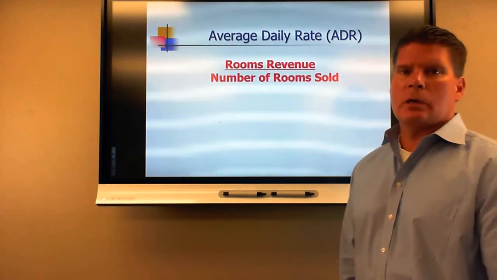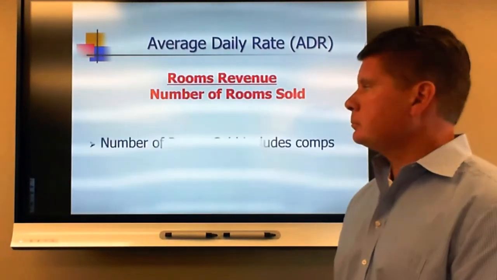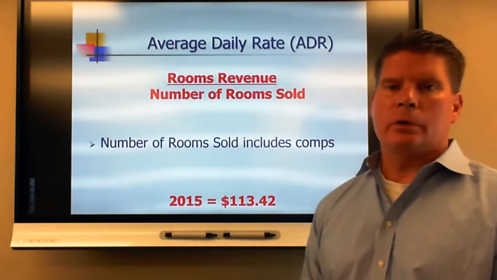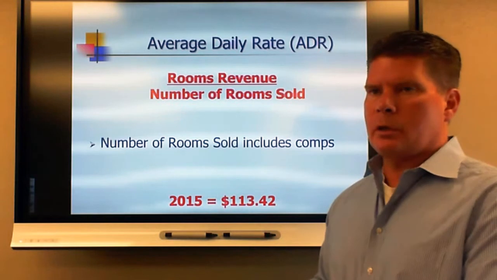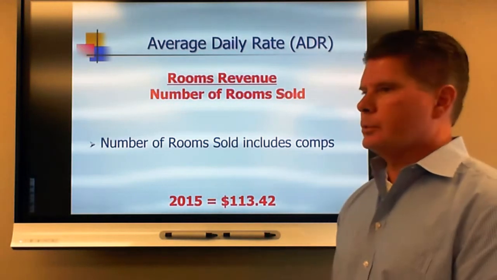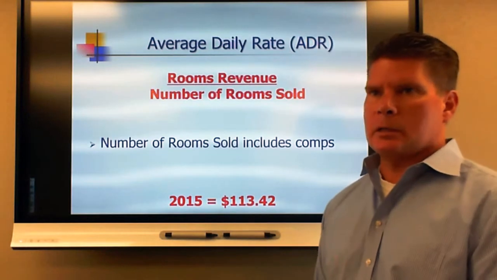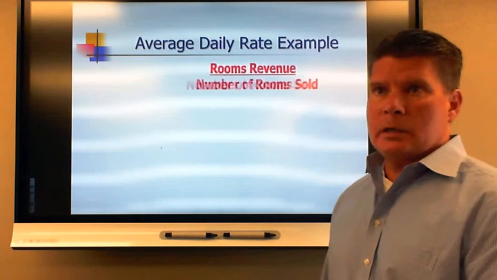The other, which is also pretty easy to calculate, is average daily rate. With that, we just take our room revenue and divide it by the number of rooms sold. Rooms sold includes comps, even though sold implies that we got money for it, but we want to make sure that we include the comps because we included the comps in the occupancy percentage. And in 2015, the average daily rate in the United States was $113.42.